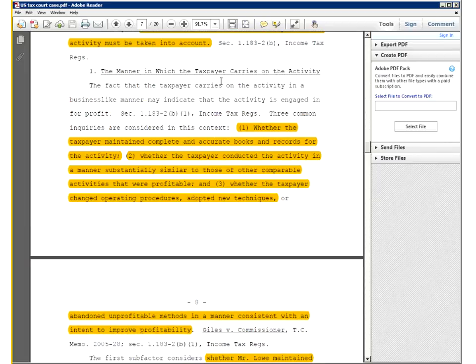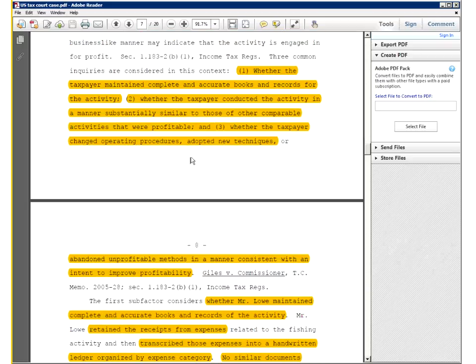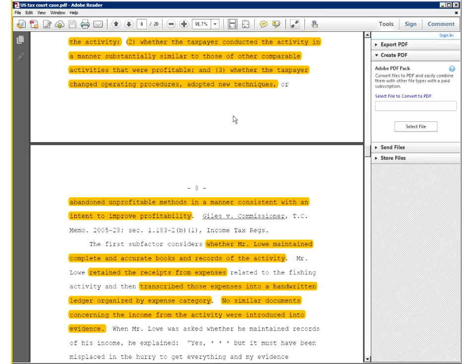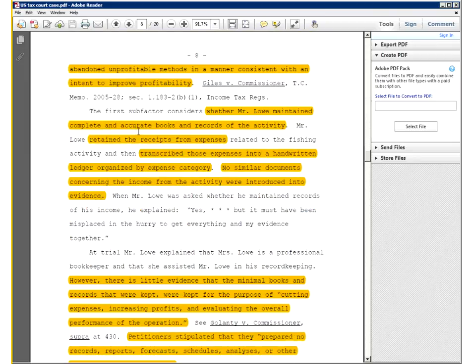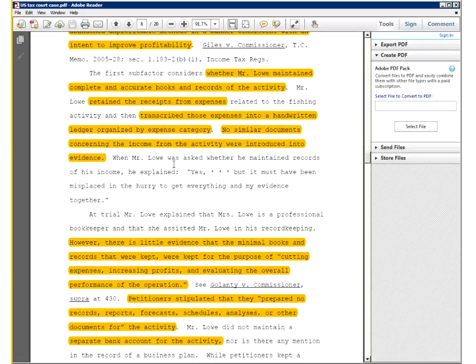Okay, so the first criteria the court's looking for: how did he carry on the activity? Whether the taxpayer conducted the activity in a manner similar to other businesses that were profitable, and did he keep accurate books? The first thing they come across is, did he keep accurate books? He did show that he had all these receipts. They were handwritten, so it's not nearly as good.